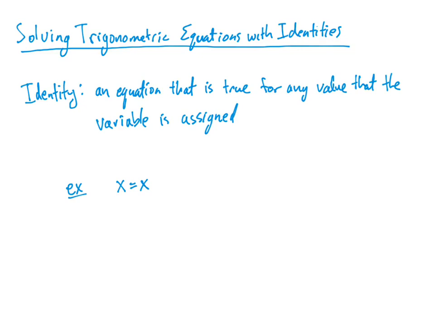If x is 5, 5 equals 5, that's true, etc. This is an identity. Y squared is equal to y times y. Again, no matter what value y takes, this equation will be true. 1 times a is equal to a. This is also an identity. No matter what value we assign to a, the equation will be true. So these are all probably pretty obvious and intuitive.